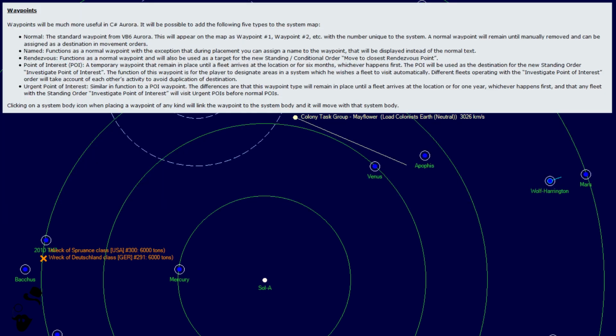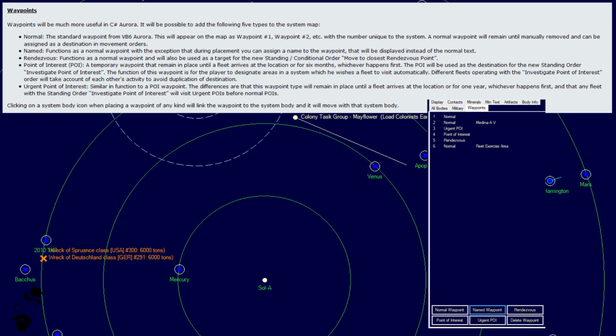And since we're on the subject, waypoints will be much more useful in C# Aurora. It will be possible to add the following 5 types to the system map. First up, the normal, standard waypoint from VB6. This will appear on the map as waypoint 1, waypoint 2, etc., with a number unique to the system. A normal waypoint will remain until manually removed and can be assigned as a destination in movement orders. A named waypoint functions as a normal waypoint with the exception that during placement you can assign a name to the waypoint that will be displayed instead of the normal text. So you don't have to rename it afterwards.